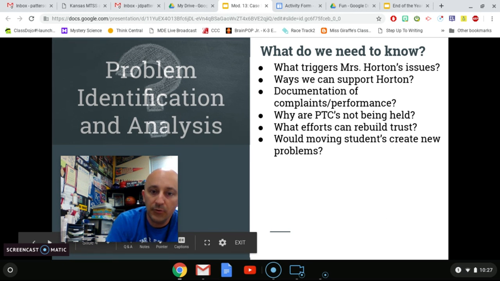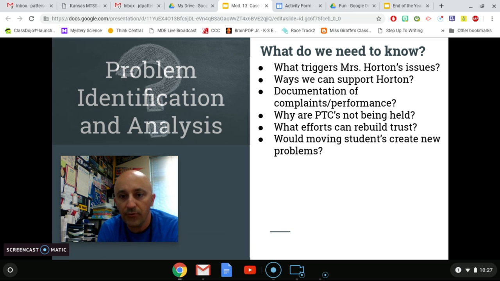Going back here, what do we need to know? What triggers these issues for Mrs. Horton? We know that her husband leaving and the stress of raising her kids on her own are probable causes for some of this, but we just need to dig a little deeper and find out if there's anything else happening that we could possibly support. What are the other ways that we can support Mrs. Horton? Are there different groups that we can provide her access to, either at school or outside of school? Other supports we could give her in the classroom.